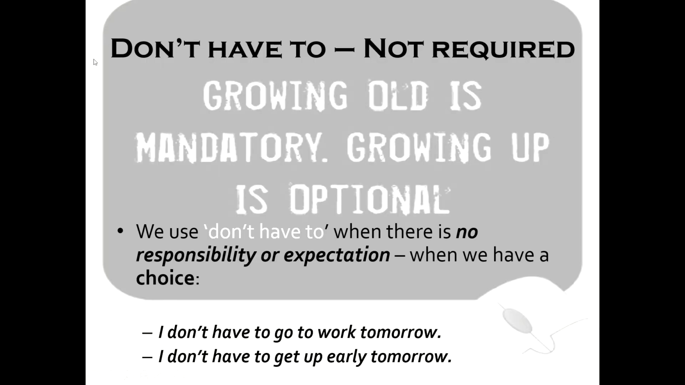Then we are going to use the negative forms. In this case, we are going to practice don't have to. So the meaning of this don't have to is not required. Okay? So take a look at this saying. It says, growing old is mandatory. Growing up is optional. In this case, we have don't have to. We use don't have to when there is no responsibility or expectation, when we have a choice. I don't have to go to work today. I don't have to get up early tomorrow morning.